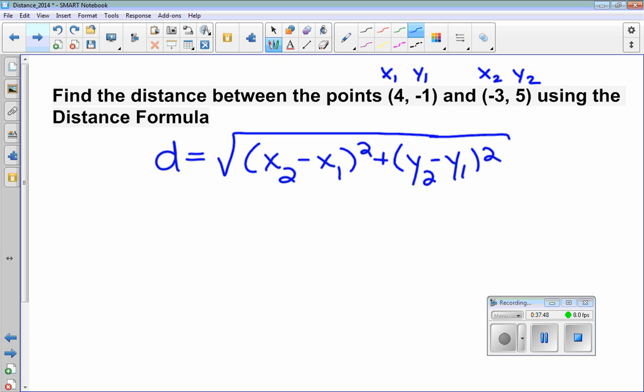Okay? The first coordinates are x1, y1. The second one will pretend to be x2, y2. We're not going to pretend. We're going to really do it. Okay? So let's take those numbers now and plug them in. We're going to have to be extremely careful of the negatives. When you subtract a negative, it becomes a positive. When you square a negative, it becomes a positive. So we're going to have to be real careful. We can plug them in.